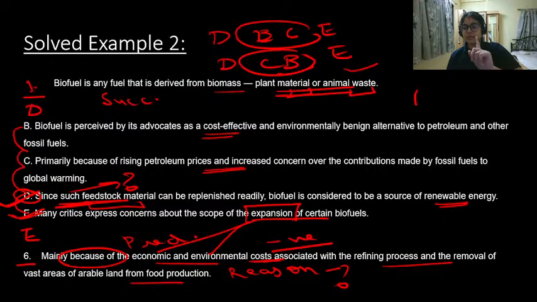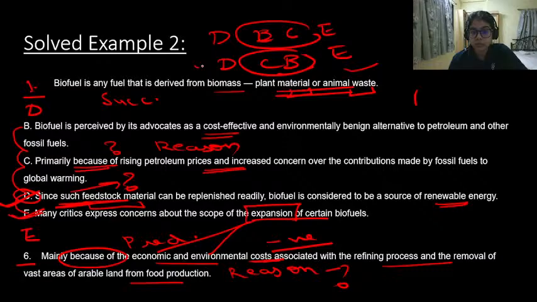Okay, the answer is one of these. Let's read them. C says primarily because. Again, it's a reason for what? What is this a reason for? If you've gone for this, then the reason is D. D says it's a source of renewable energy, primarily because of rising petroleum prices and increased concern over the contribution made by fossil fuels. It's a renewable energy because of the rising petroleum prices? It makes no sense, right?